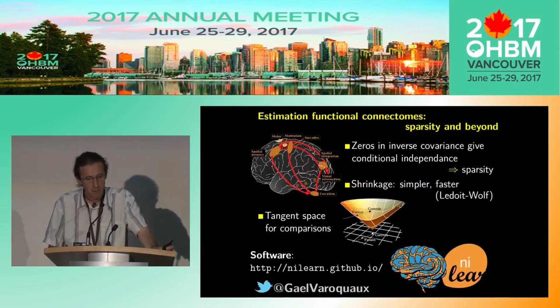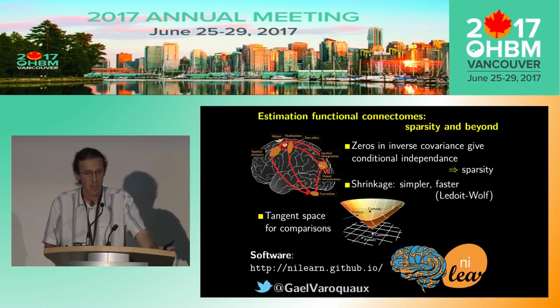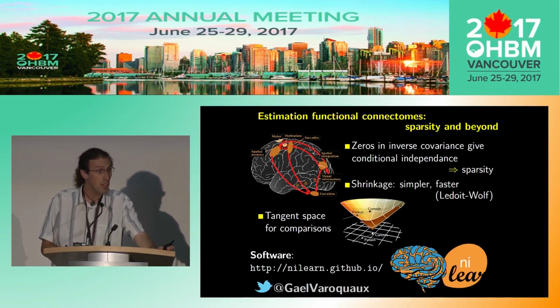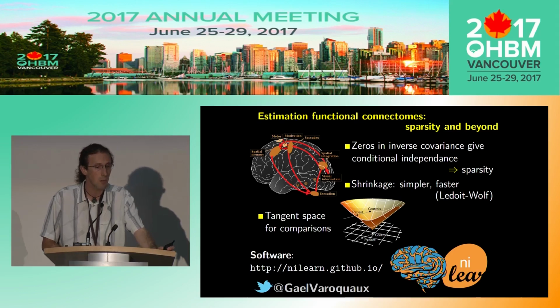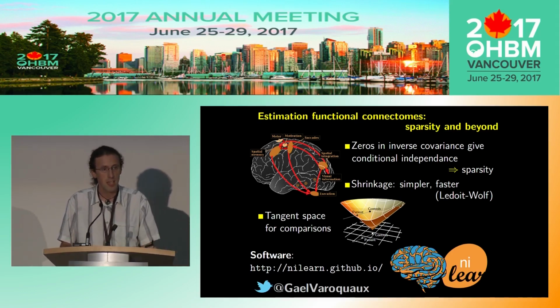So to wrap up, I've talked about estimating a functional connectome and about sparsity. The reason we're interested in sparsity is that zeros in the inverse covariance give conditional independence, so that might be interesting. But in some cases, you don't need this. And in this case, I would suggest to look at shrinkage. It's just more robust. And typically, the Ledoit-Wolf estimator is a very good one.